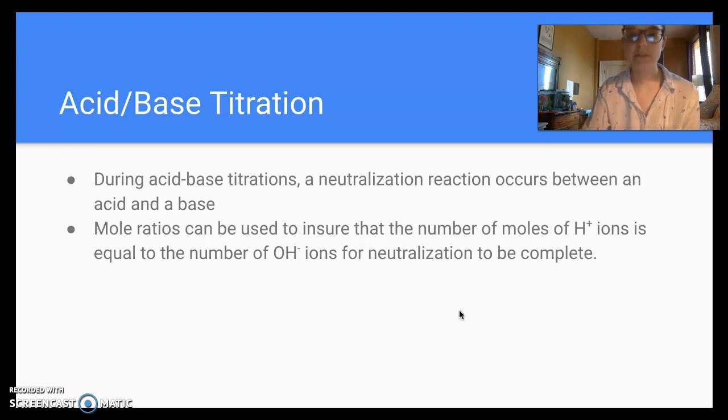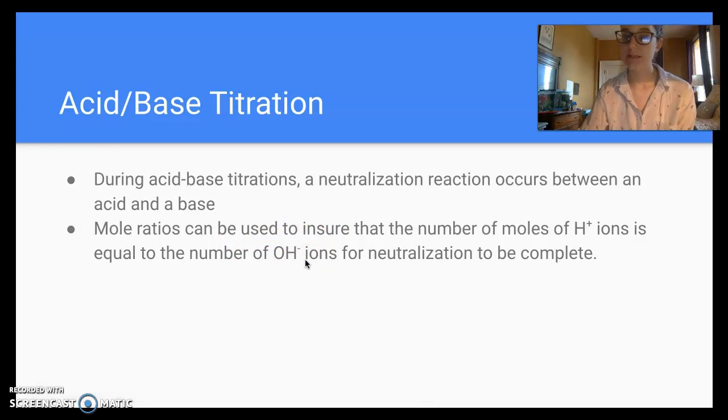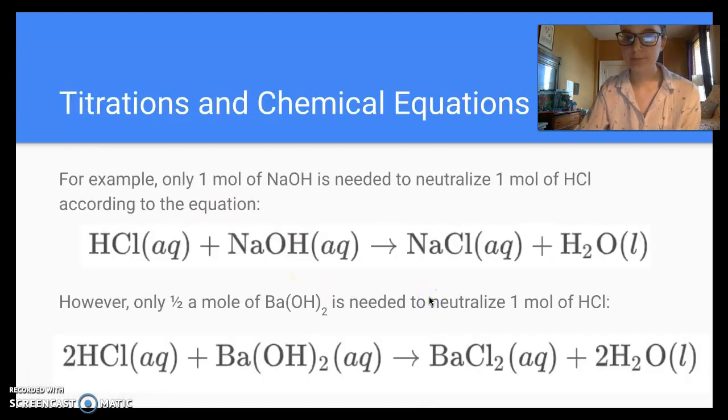We talked in the previous video about different theories that define acid and bases. For titrations, typically we're using Arrhenius acid and bases. So all acids will have H+ ions in a solution, and all bases will have OH- or hydroxide ions in a solution. When the neutralization reaction is complete, that means that the number of hydrogen ions is equal to the number of hydroxide ions in the solution.